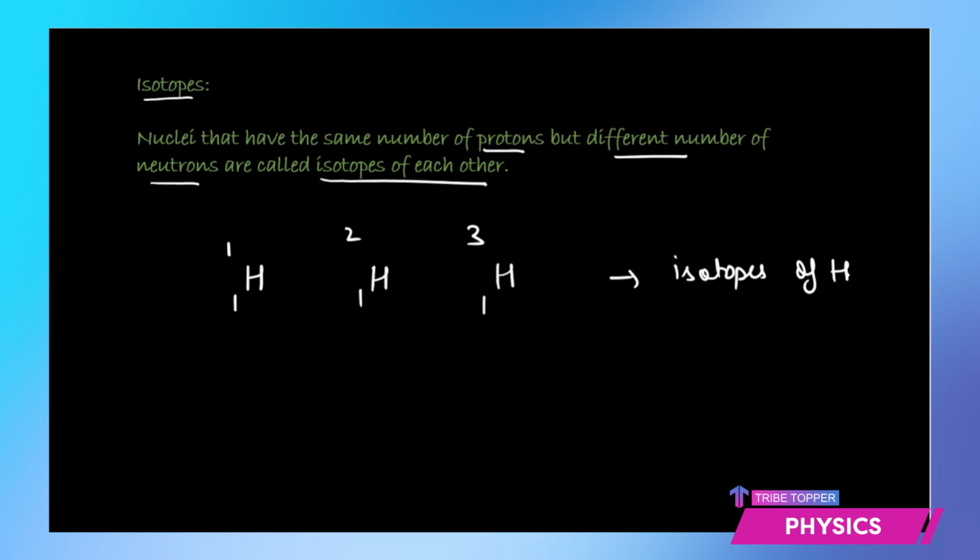They have the same atomic number. You see it's 1 every time. That means the number of protons is the same. But what is different then? A is different, which means the number of neutrons is different. So the first one has 0 neutrons, the second one has 1 neutron, and the third one has 2 neutrons. So the number of neutrons is different in each case, but the number of protons is the same. So these are all the isotopes of hydrogen.